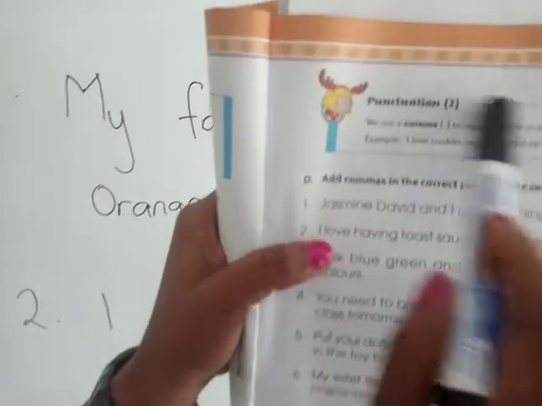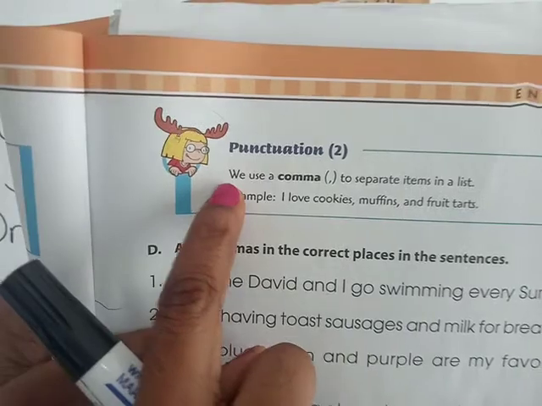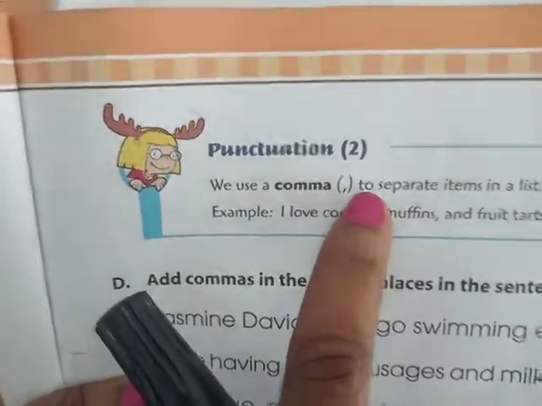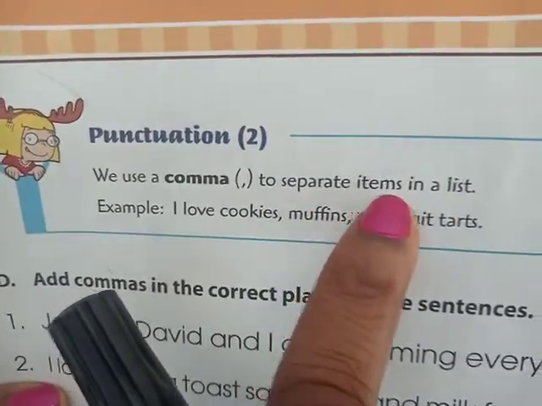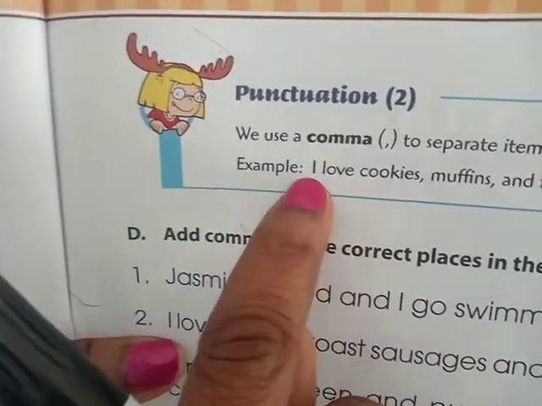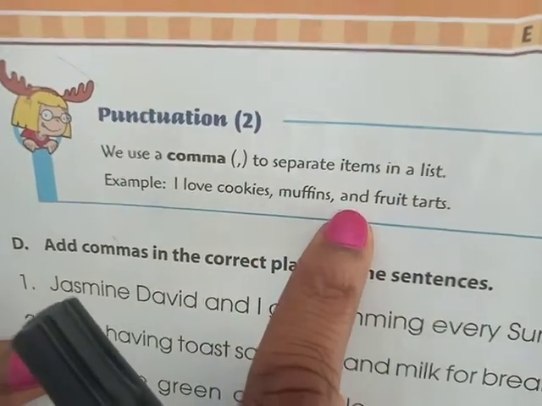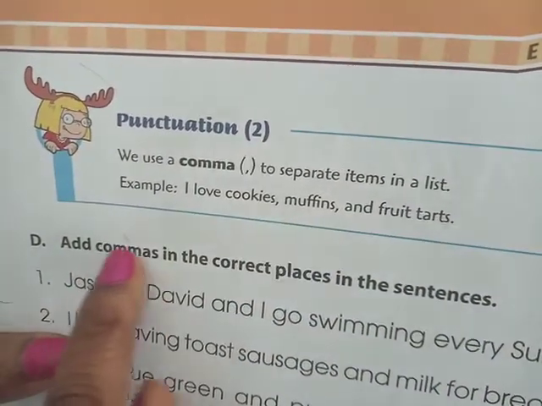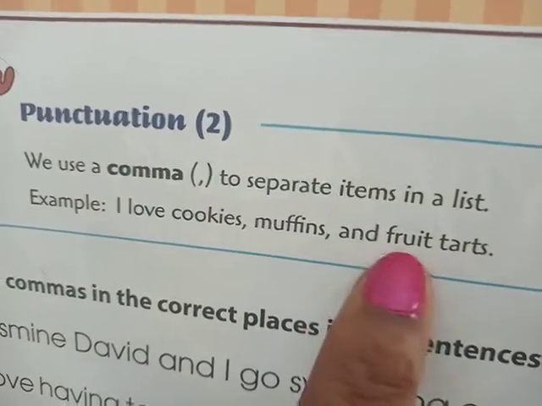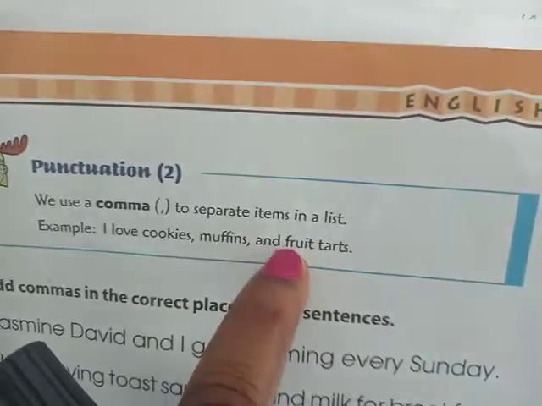Before we do that, let's read a short note in the book. It says, punctuation 2. We use a comma, this is the comma here, to separate items in a list, just like I showed you on the board. And you have an example. I love cookies, muffins, and fruit tarts. Let's read again. I love cookies, muffins, and fruit tarts. As you can see, the comma ends here before the word and. There is no comma after and.